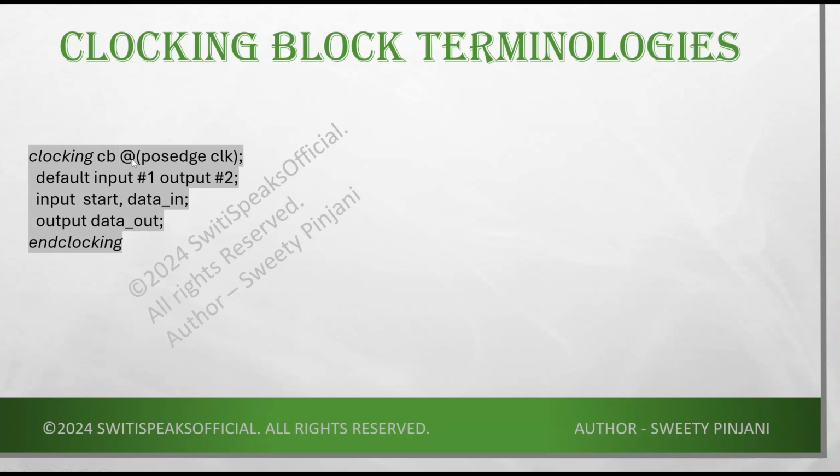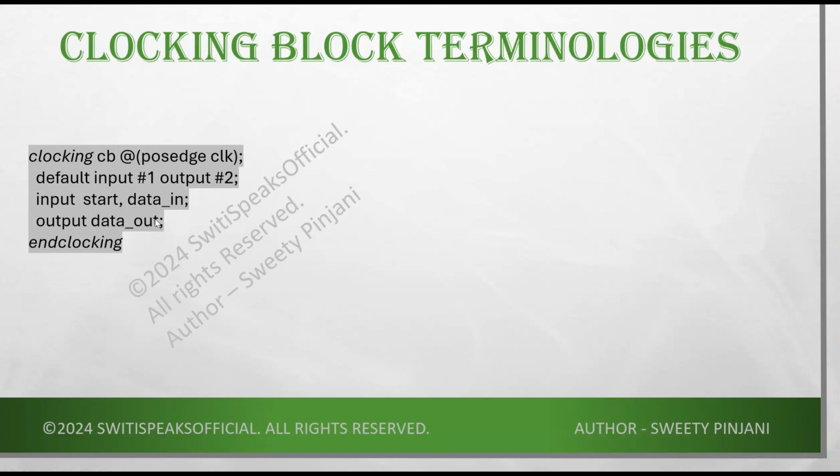The clocking event is your clock event. Then there is a concept of skews, and there will be different skews for input and output. Here, if you see, we have specified some default skews. For input, I am saying let the default skew be 1, and for output, let the default skew be 2. Then there are input signals, start and data in, and the output signal is data out.